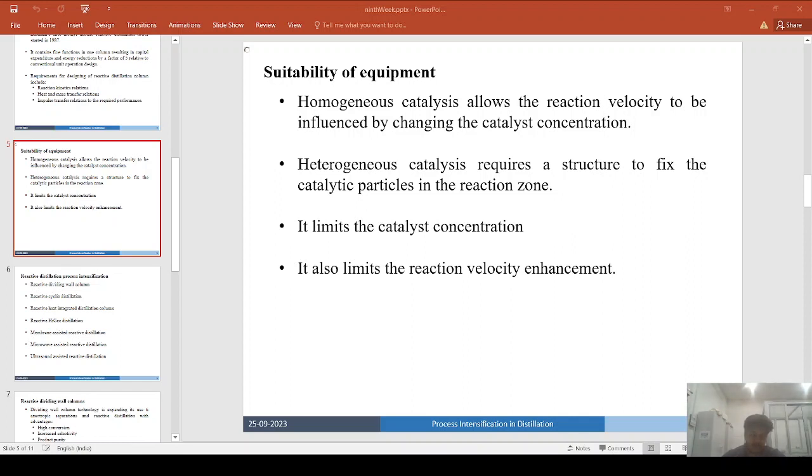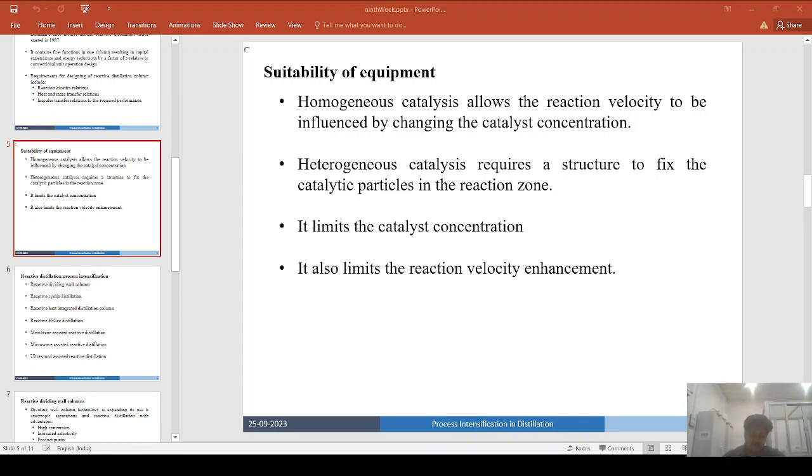So no matter what you do, you cannot increase or decrease it. For example, if your demand has decreased and you do not want to use some amount of the catalyst, you cannot do that. You cannot decrease your catalyst amount on command, because it is fixed to the structure. So it will be limited. You cannot increase or decrease as per your wish. That is one of the major limitations: such a structure will limit the catalyst concentration.